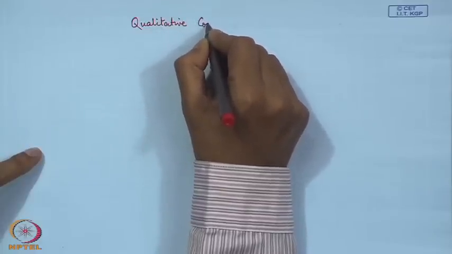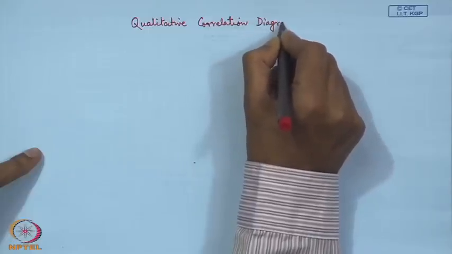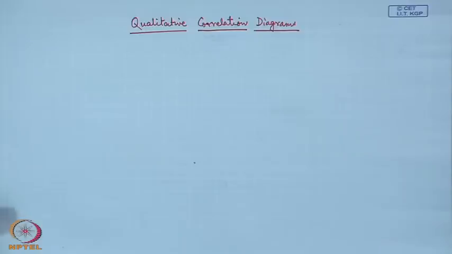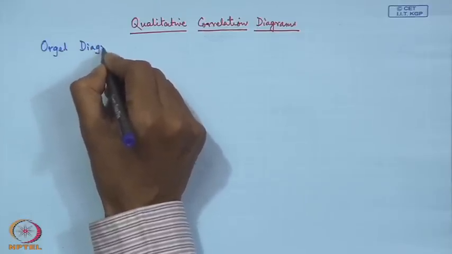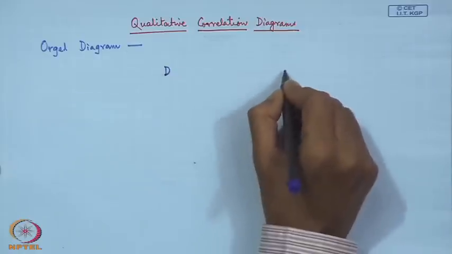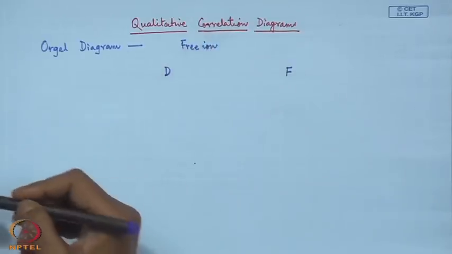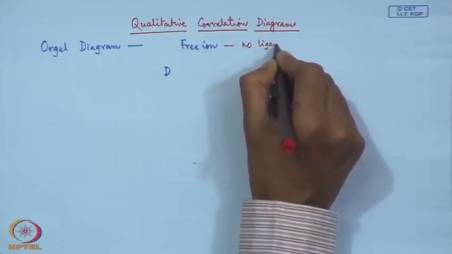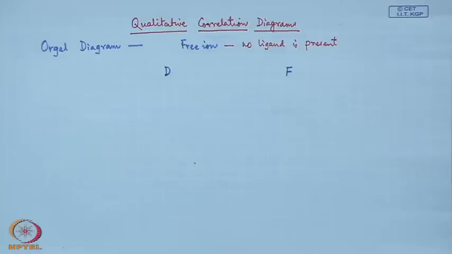So, qualitative correlation diagrams we can draw, and those diagrams we are calling Orgel diagrams. And here we are just looking at how we are getting those terms, and those are basically the free ion terms, where no ligand is present. So, we do not have any ligand around these metal ions.